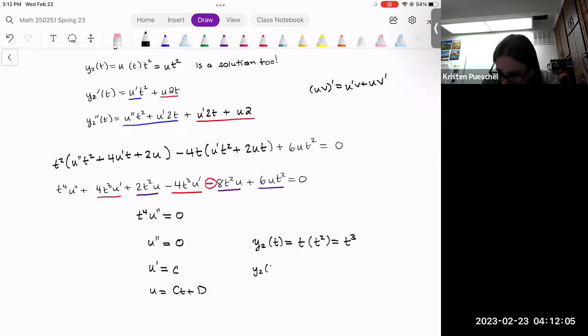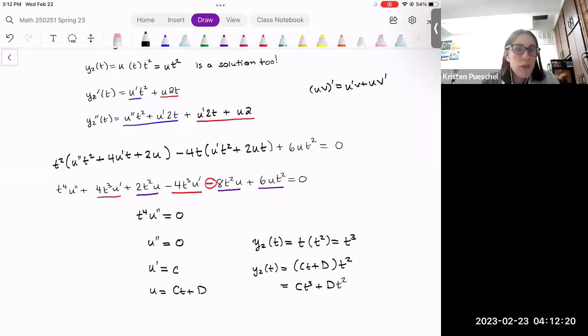We could have also brought the whole kit and caboodle with us. This gives us ct cubed plus dt squared. This would have been fine as well. We would just choose values of c and d. We already know that t squared is a solution, which is why I left those terms off. Okay, great.